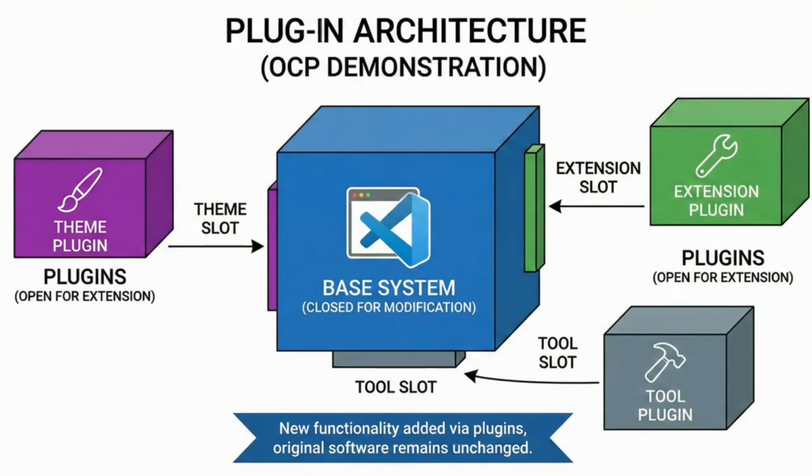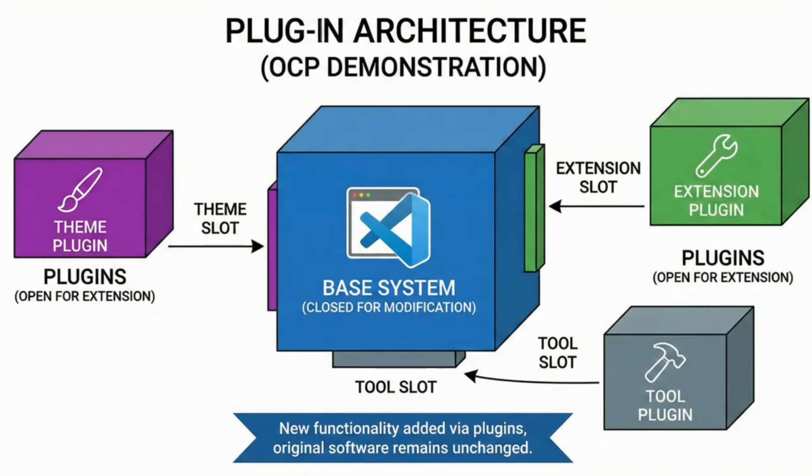Now look at the left and right sides. Here we have plugins, such as theme plugin, tool plugin, extension plugin. These plugins are open for extension, which means developers can keep building and adding new plugins anytime without touching the original base system. Whenever we want to add a new theme, new feature, or new tool, we don't modify the base application. We simply plug in a new module into the respective slot.